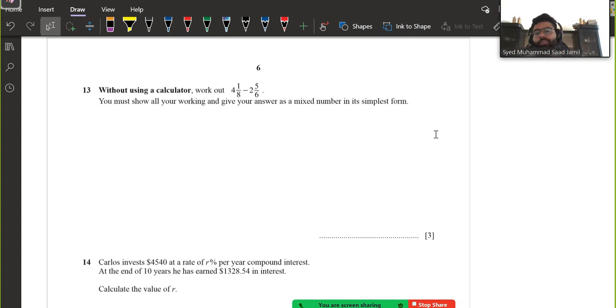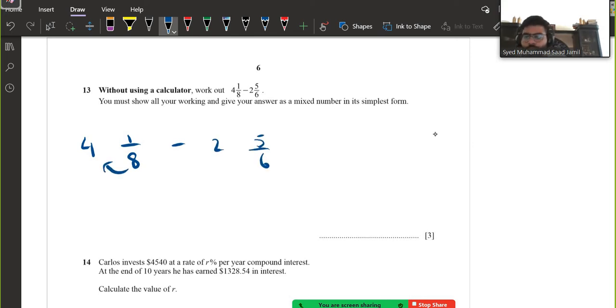Moving on, it says without using a calculator, work out 4 whole 1 upon 8 minus 2 whole 5 upon 6. So just write 4 1 upon 8 minus 2 whole 5 upon 6. 8 fours are 32, 32 plus 1 is 33. So that's 33 upon 8 minus 6 twos are 12, 12 plus 5 is 17, 17 upon 6.